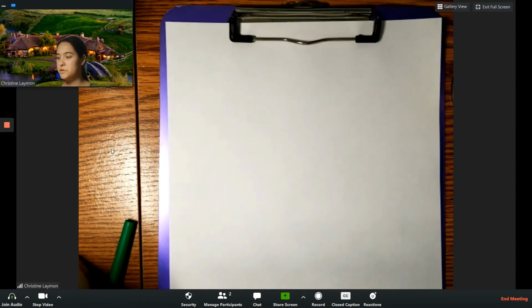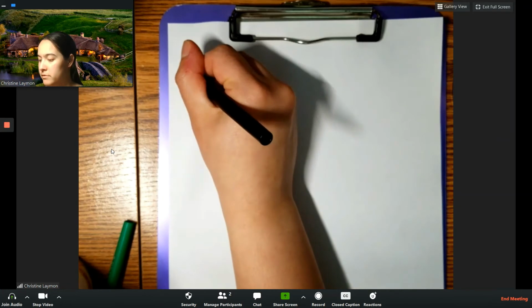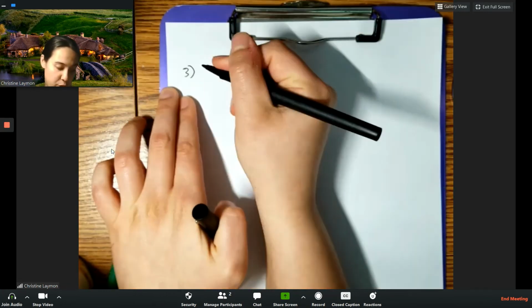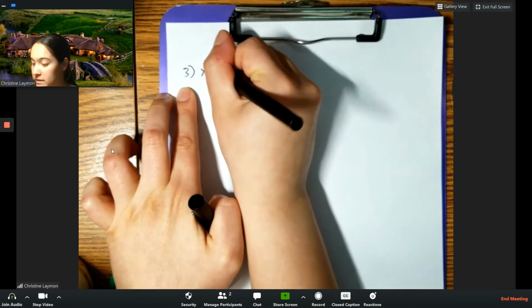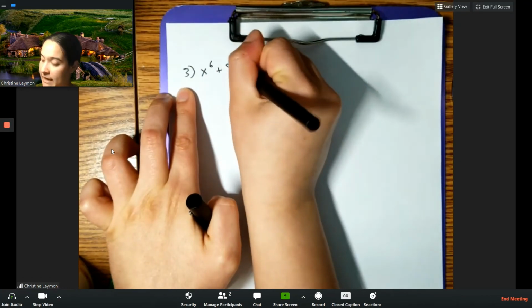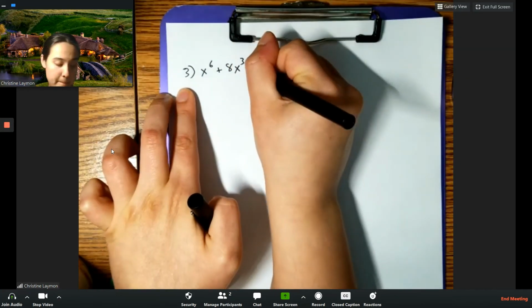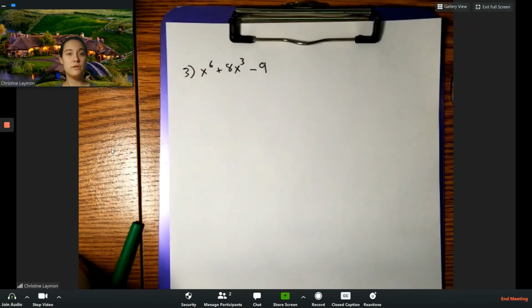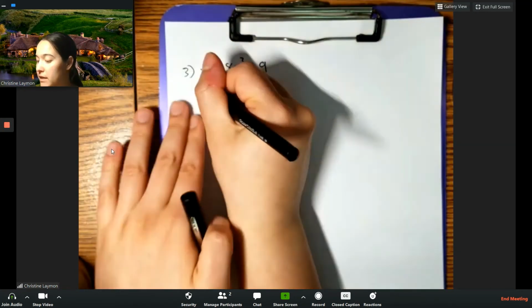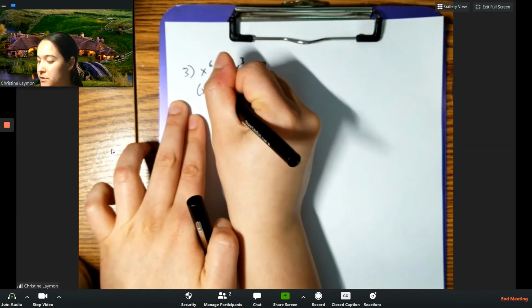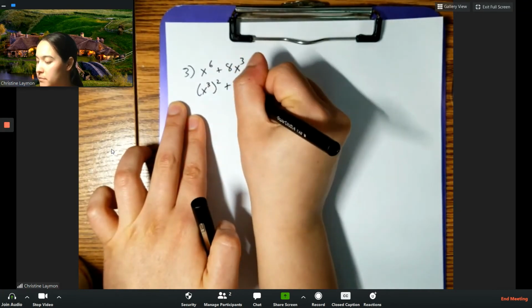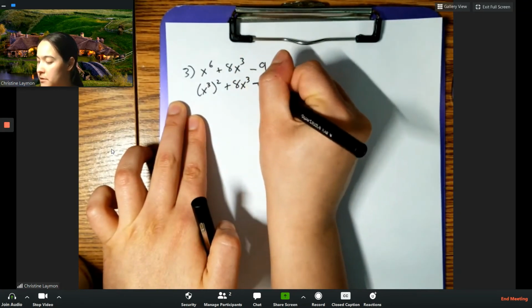Let's go ahead and do another quadratic form. So here is question 3. We'll be doing x to the 6th plus 8x cubed minus 9. Notice again that I can rewrite this as x cubed squared plus 8x cubed minus 9.